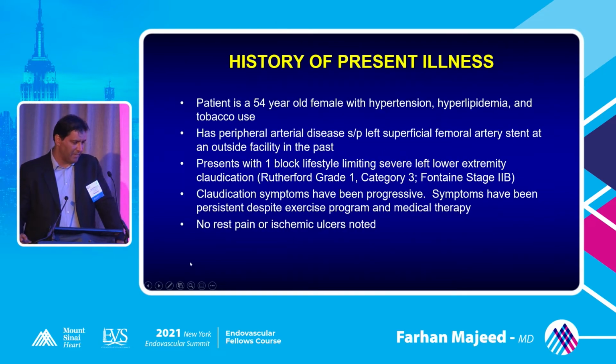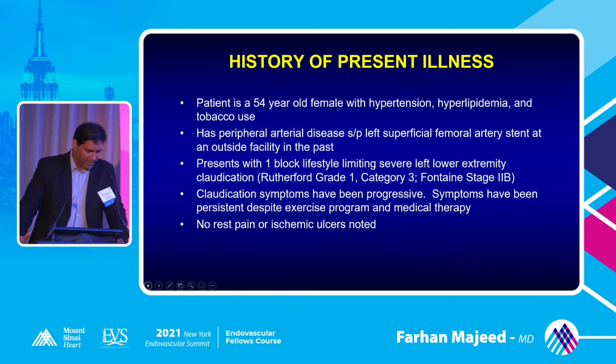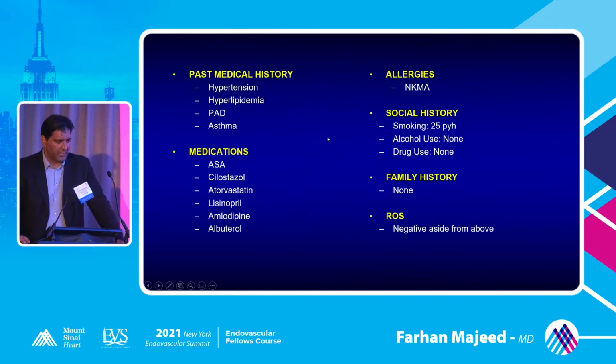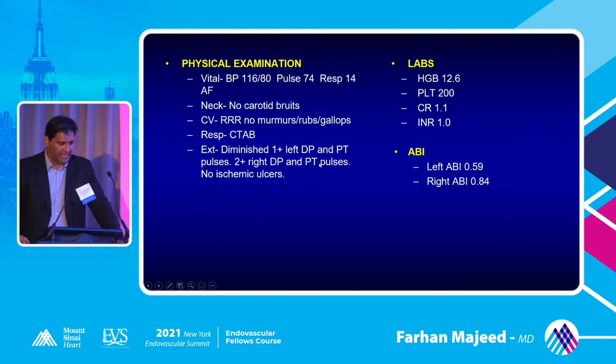So this is a patient of mine that is a 54-year-old female, hypertension, hyperlipidemia, tobacco use, has had a stent to the left SFA in the past, has limiting claudication, but no ulcers or rest pain. You can see the past medical history and so on and so forth, appropriate medications, decreased pulses on the left. ABI on the left is 0.59 and on the right is 0.84.